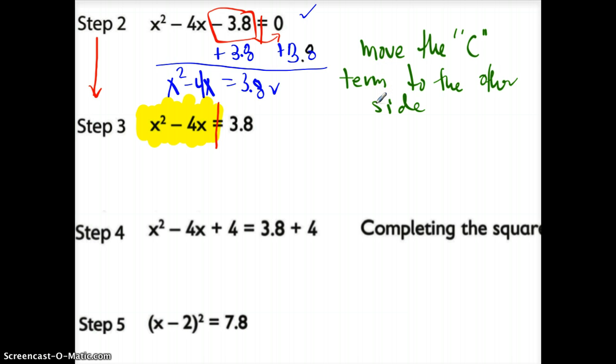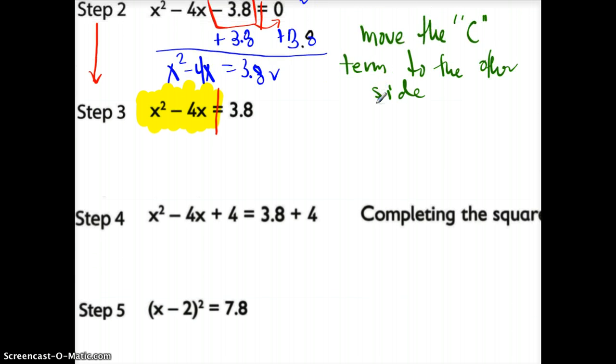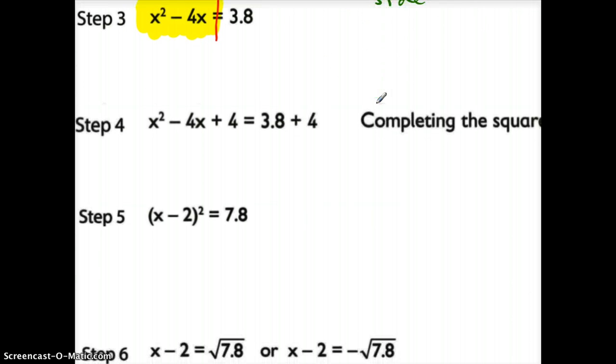Okay, step 3 to 4. If you need to, pause the video, write it down. Okay. Step 3 to 4. Let's see what's happening. Now we see something completely new in step 3 to 4. We've got this 4. Now this 4 kind of comes out of nowhere. And let's explain where that comes from.